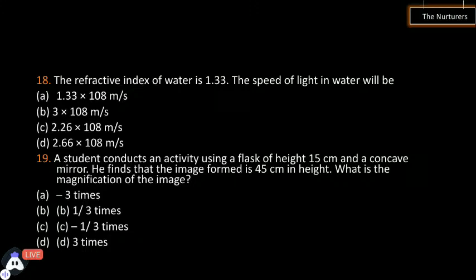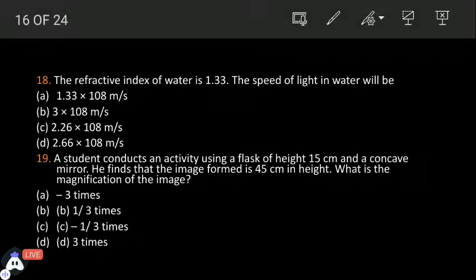A, 1.33 into 10 to the power 8 meter per second. B, 3 into 10 to the power 8 meter per second. C, 2.26 into 10 to the power 8 meter per second. Or D, 2.66 into 10 to the power 8 meter per second. Be careful while solving. Perfect. It's C. The correct answer is C, that is 2.26 into 10 to the power 8 meter per second.